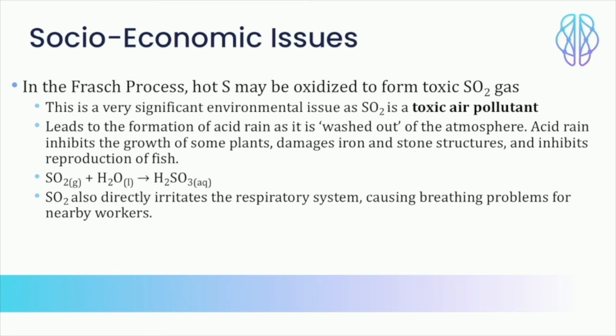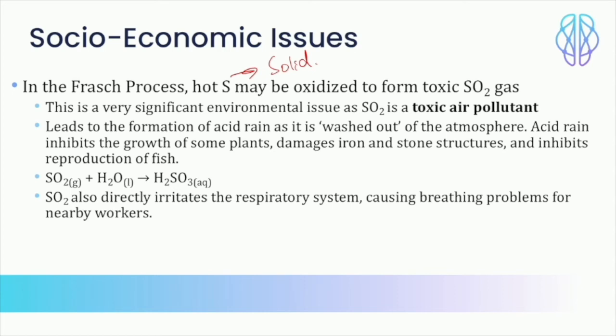and now we'll have a quick discussion on some socioeconomic issues. So the first one I want to discuss is this whole concept of acid rain. So in the Frasch process, we extract a lot of hot sulfur. So this is sulfur solid that we extract in the Frasch process. This might be independently oxidized to form toxic sulfur dioxide gas.